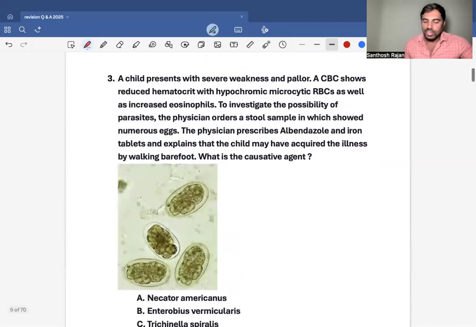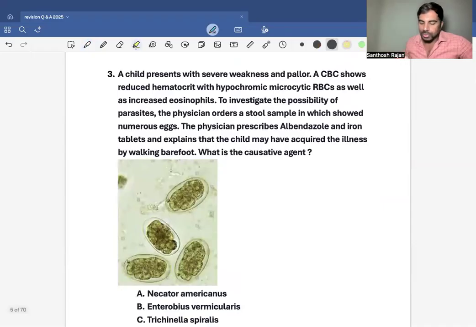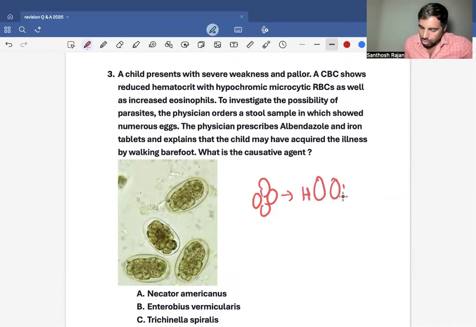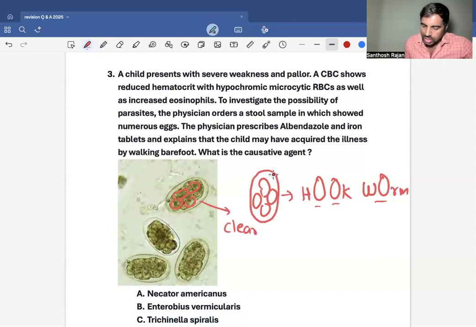Next one, even before going to the question itself, I'm just looking at this picture, and I already got a clue. I see a lot of O's here. O like this. O comes as hookworm. Here also you see a lot of O's, with a clear space outside, outside this embryo. So these round-shaped embryos inside, with the clear space outside.